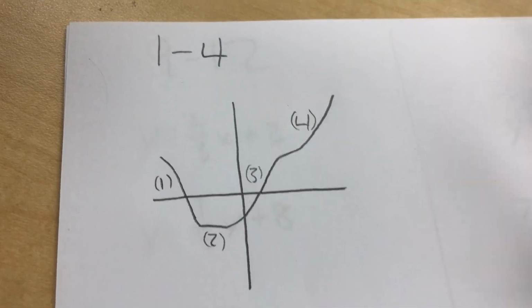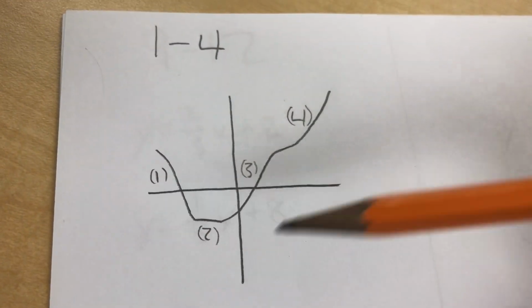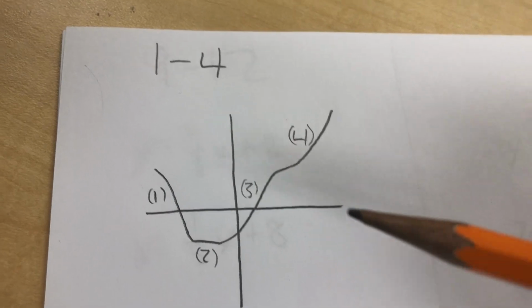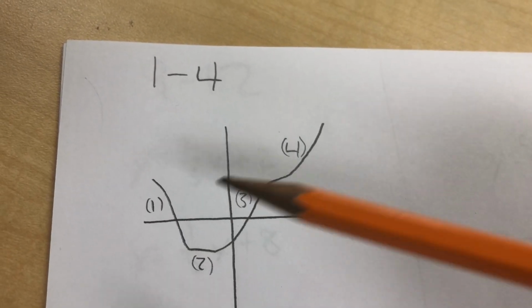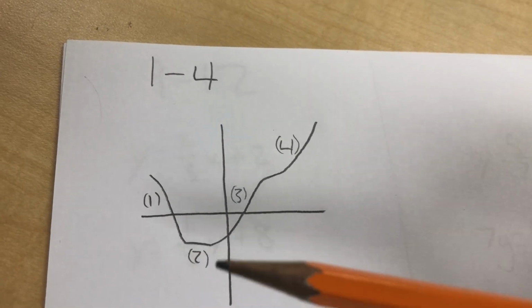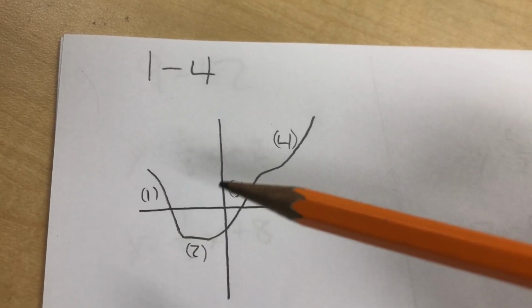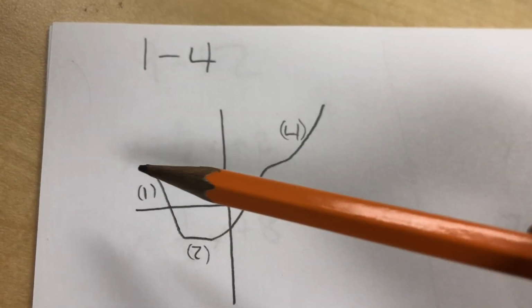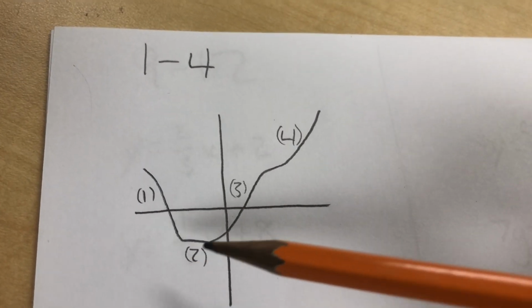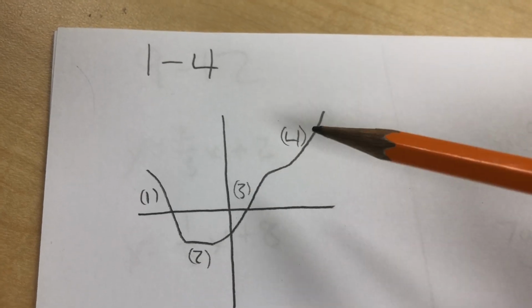All right, the first four questions are going to be talking about things like this. I could ask you how many times is the graph decreasing, which in this scenario is 1. How many times is it constant? 1. How many times is it increasing? There's 2. Or I could just tell you to name each one. So 1 is decreasing, 2 is constant, 3 is increasing, 4 is increasing.